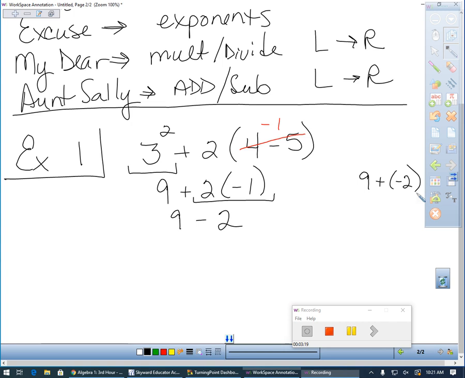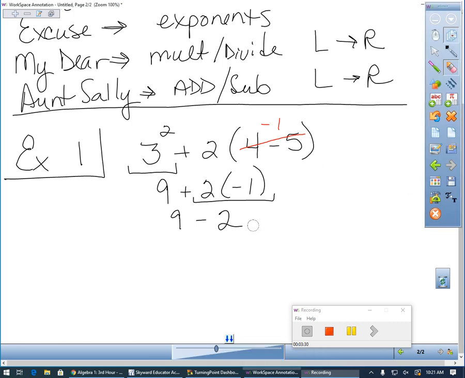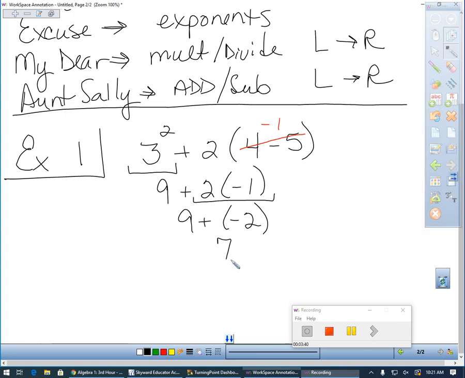9 plus the negative 2 you guys like better? Okay, then that's how I'll write it. All right? So let me fix that up here. All right. 9 plus negative 2. And 9 plus negative 2 equals 7. Very good. All right.